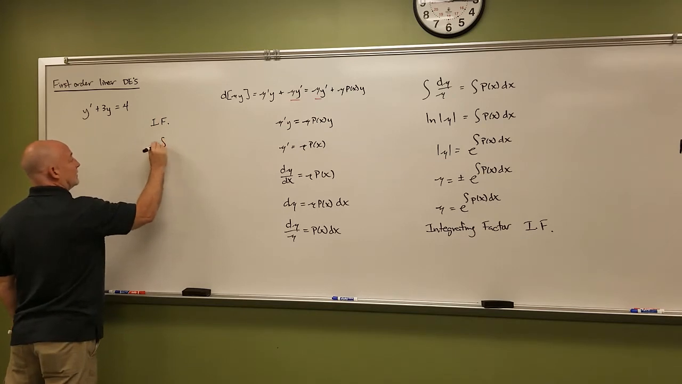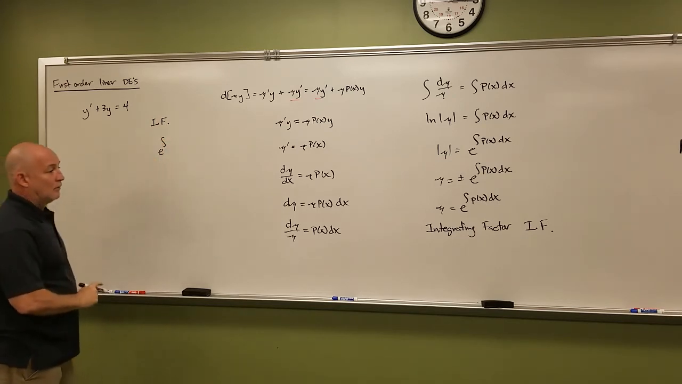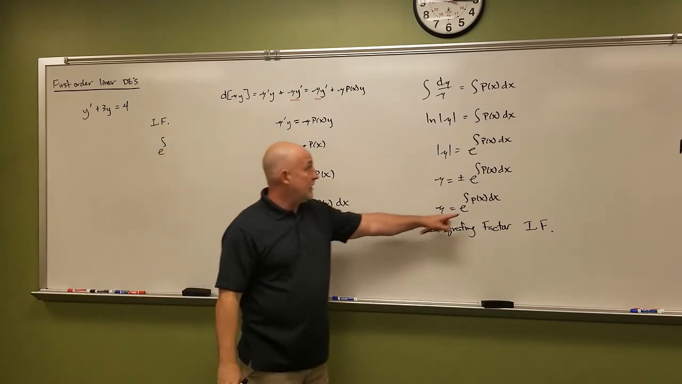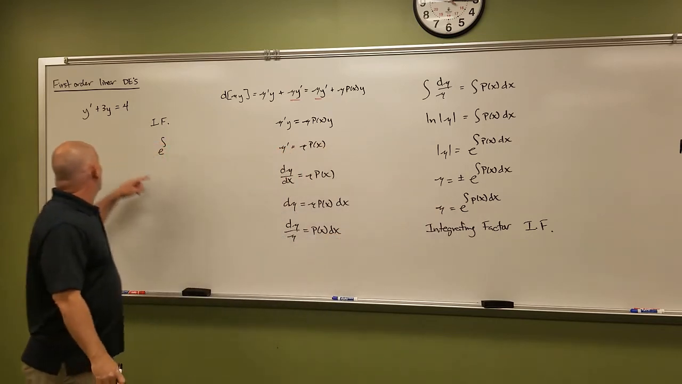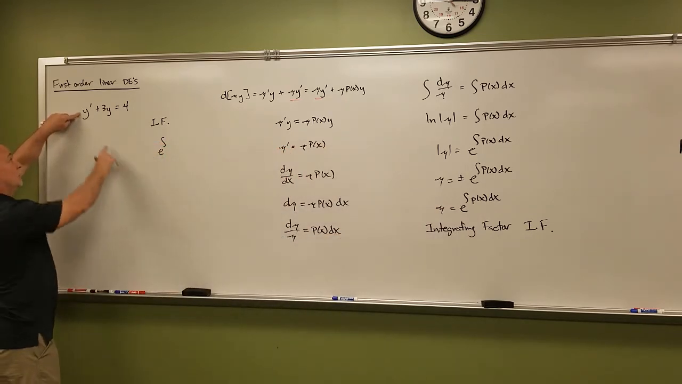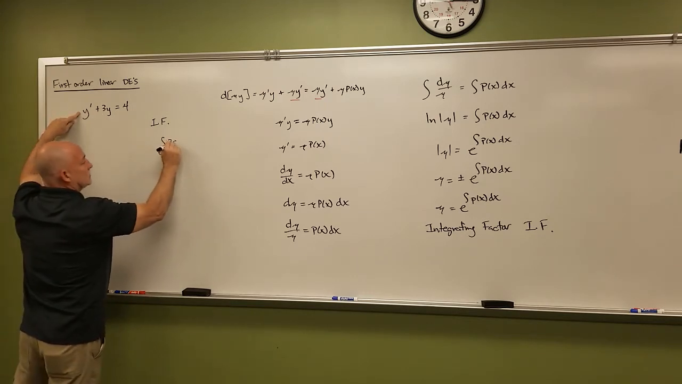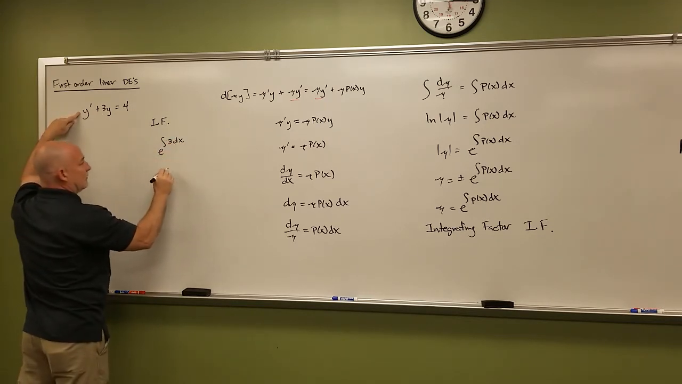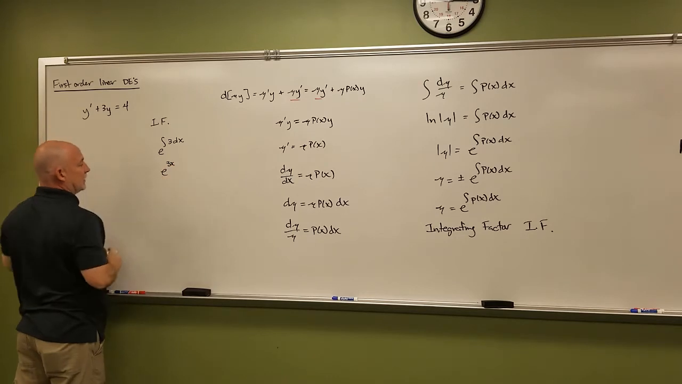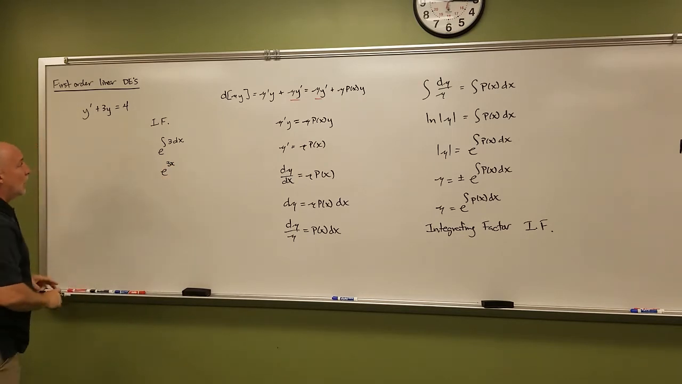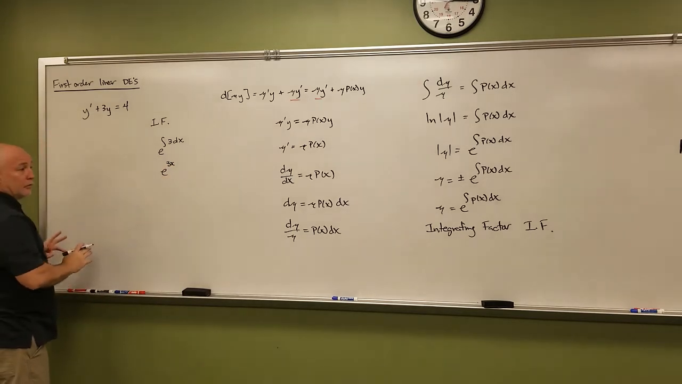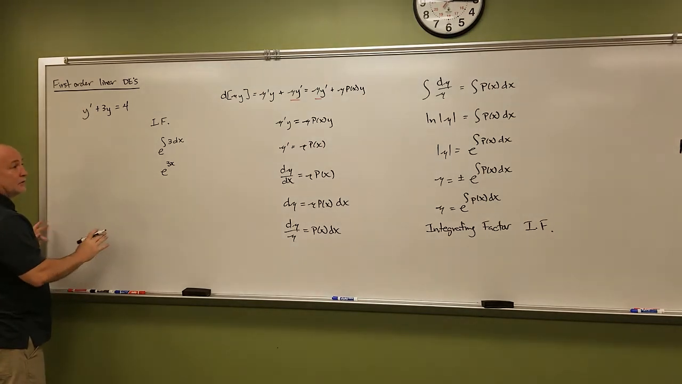Well, the integrating factor is e to the integral of whatever p of x is. And by definition, once you have the derivative alone and out front, p of x is whatever's in front of the y. So this is just 3 dx. So our integrating factor is e to the 3x. All right, now here's the good news. We don't have to go through a ton of work, right?